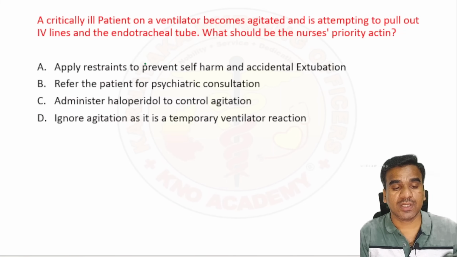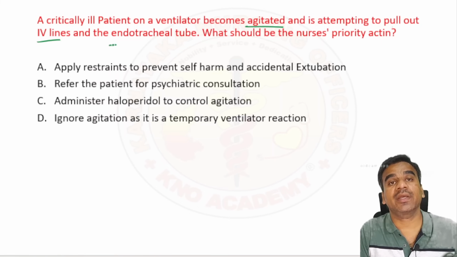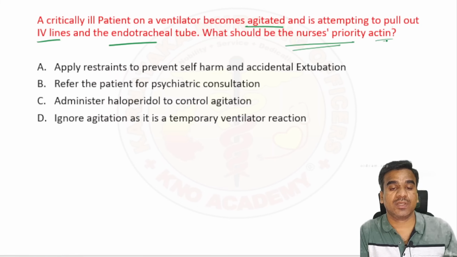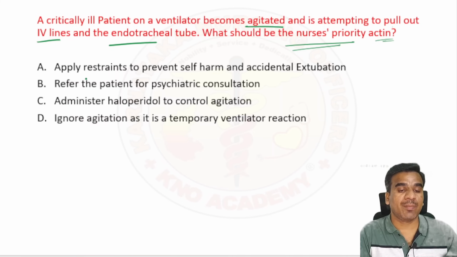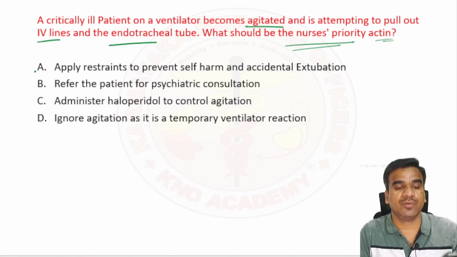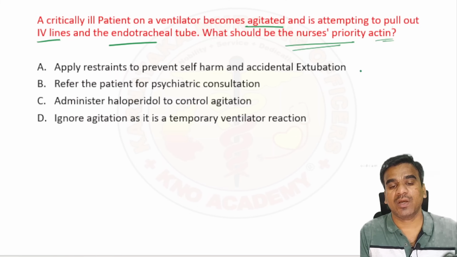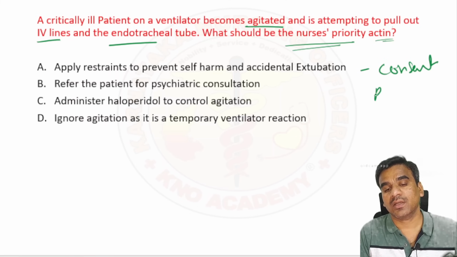The next question: a critically ill patient on a ventilator becomes agitated and attempts to pull out the IV lines and endotracheal tube. What should be the nurse's priority action? Here we can see: apply the restraints to prevent self-harm and accidental extubation. Yes, we have to prevent the self-harm and accidental extubation. So we have to take the consent for the restraint.